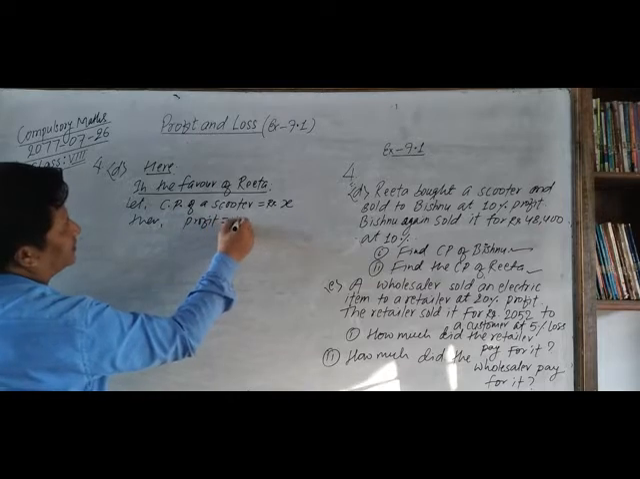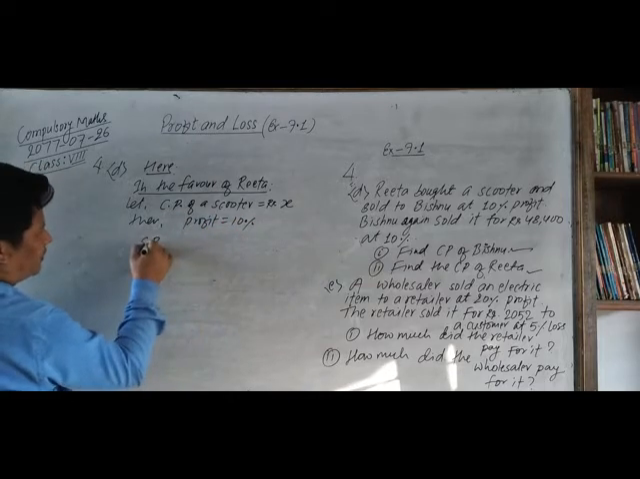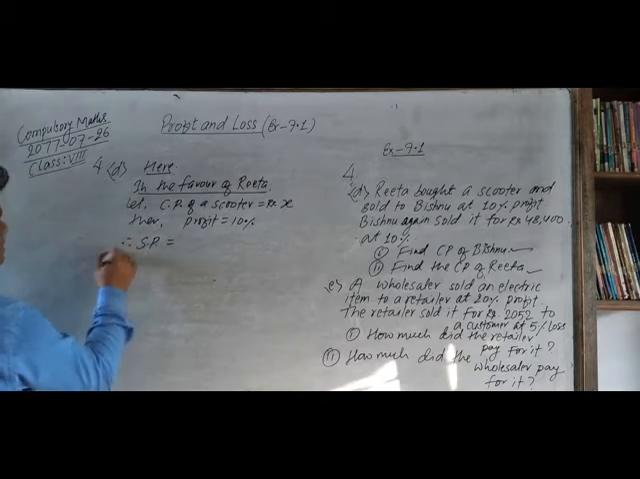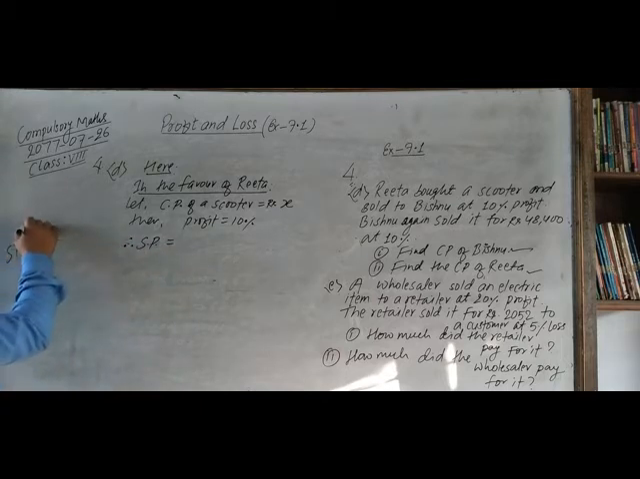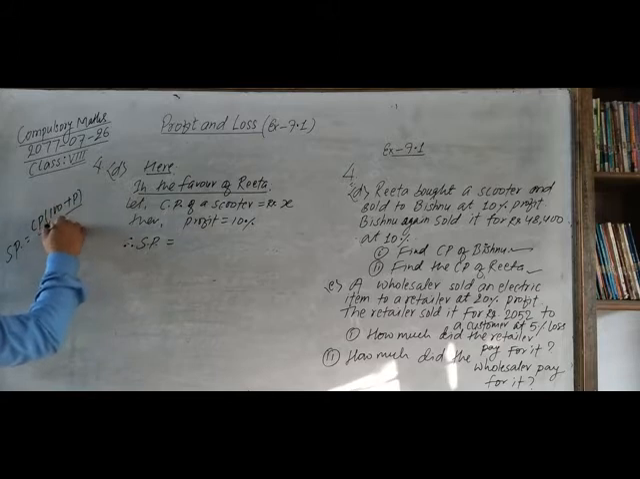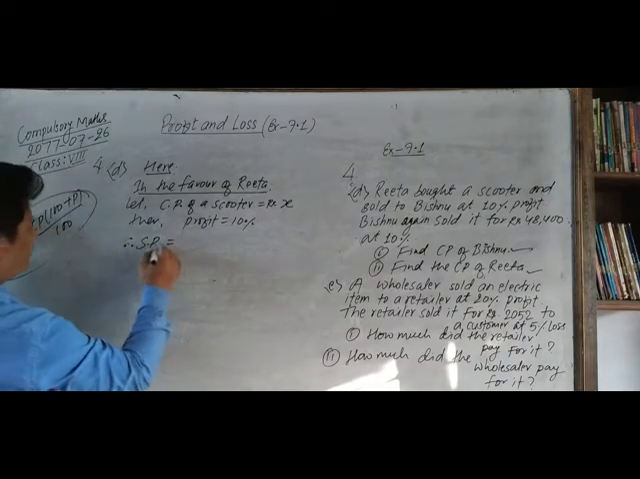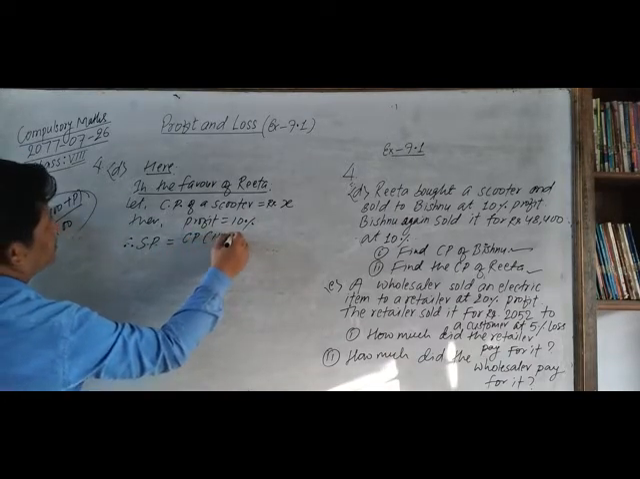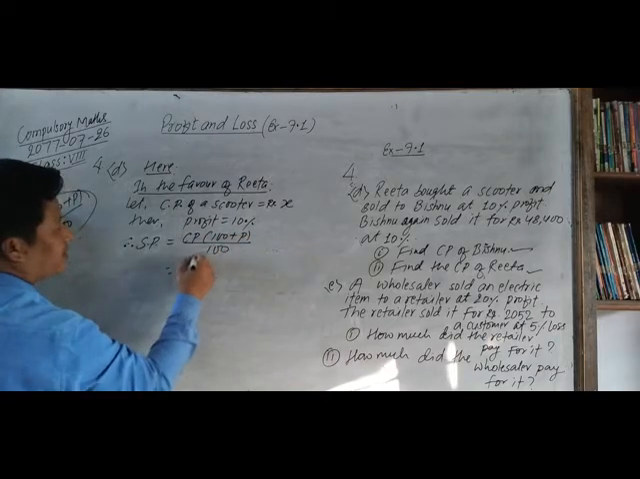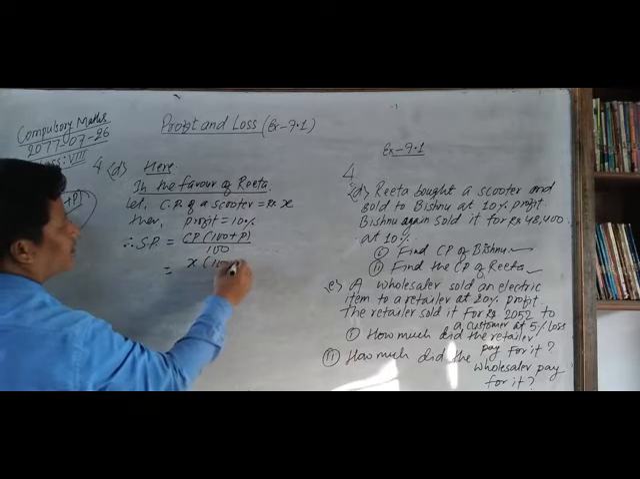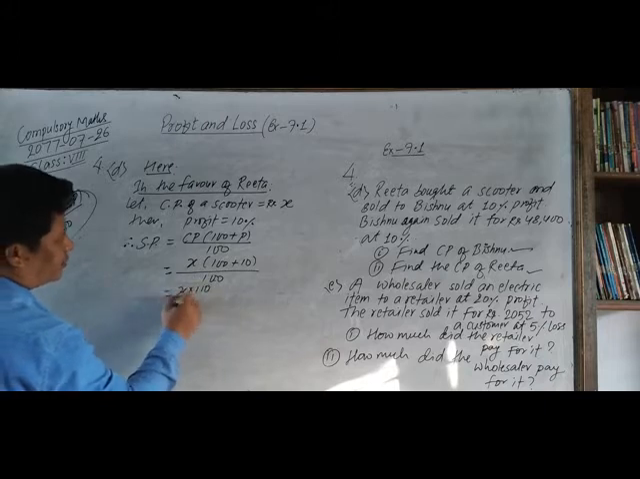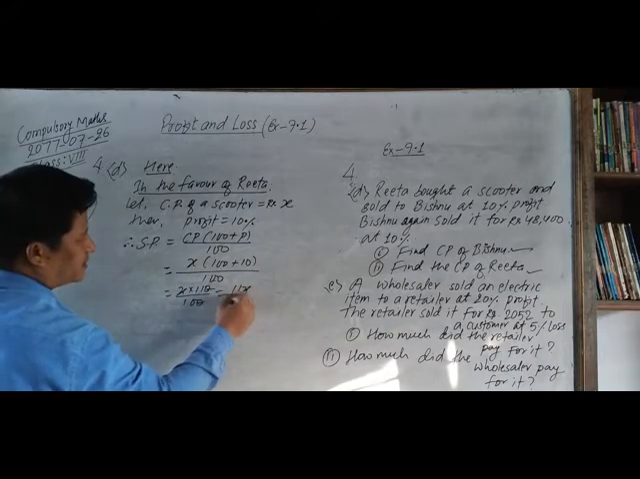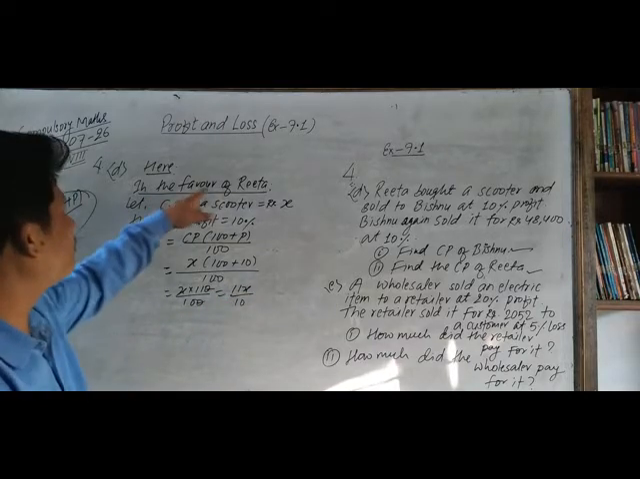So profit is 10%. We can find the selling price. Just before, we derived the formula for the selling price, that is CP into 100 plus profit by 100. This is the formula to find the selling price when the profit is given in percentage, right? Now cost price X into 100 plus profit percent 10, whole divided by 100. So X into 110 whole divided by 100. So the zeros cancel, that is 11X by 10, which is the selling price for Rita.